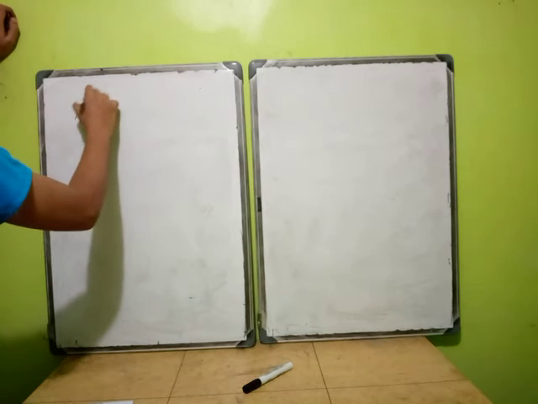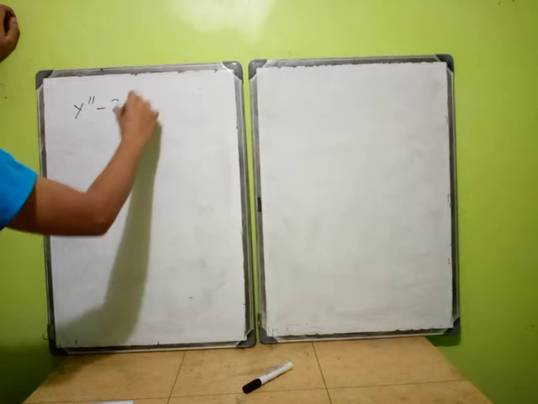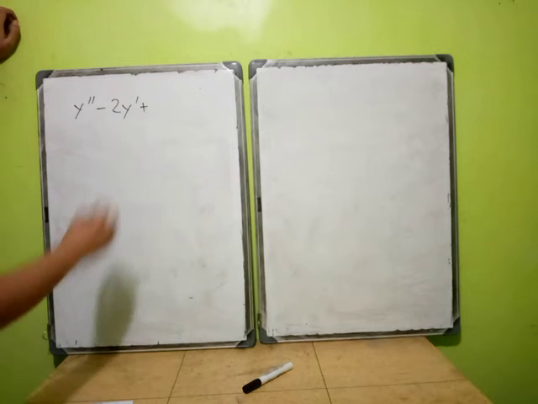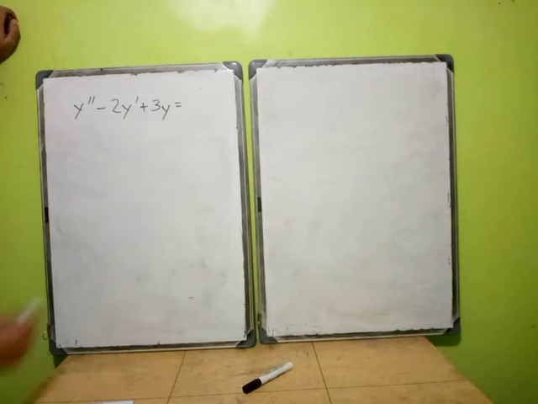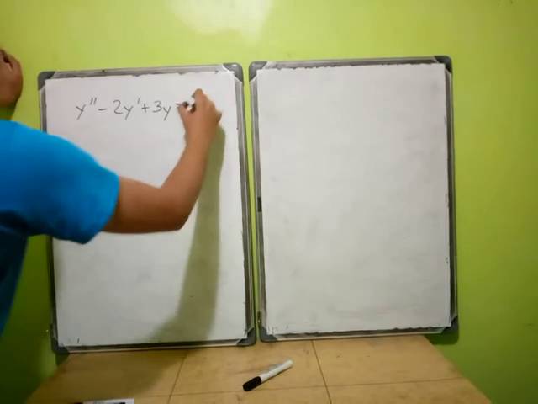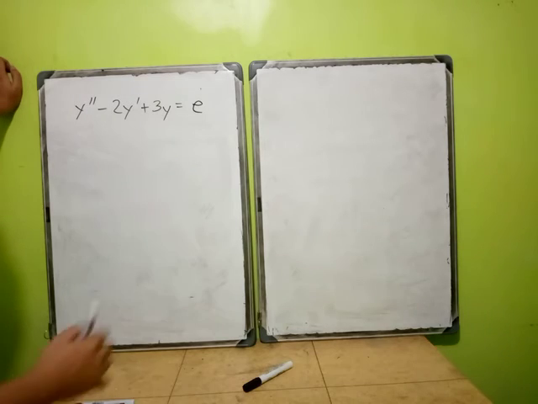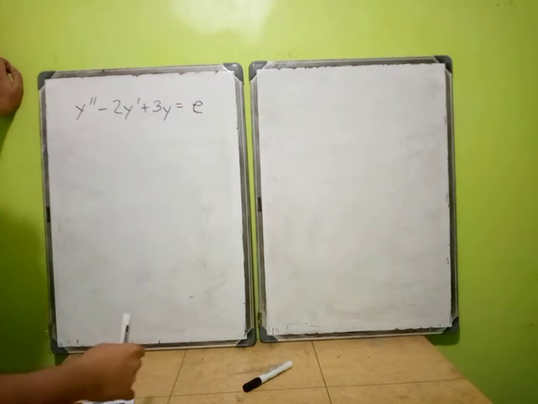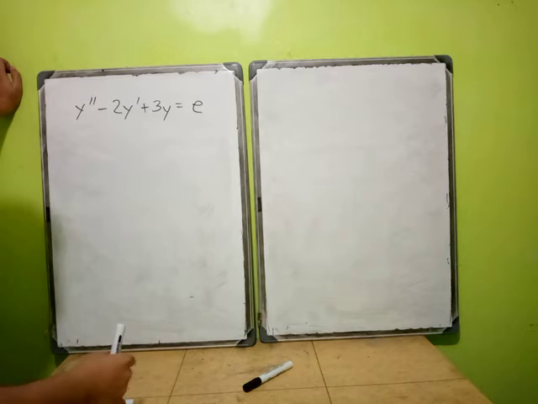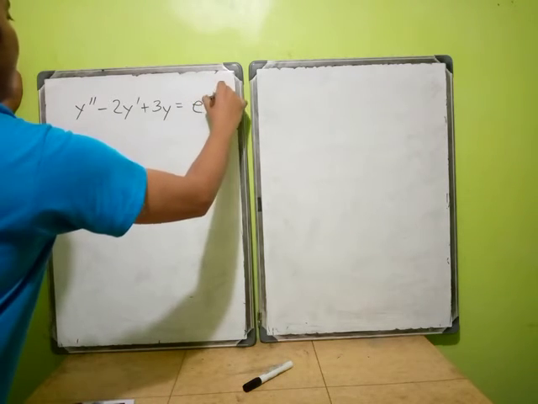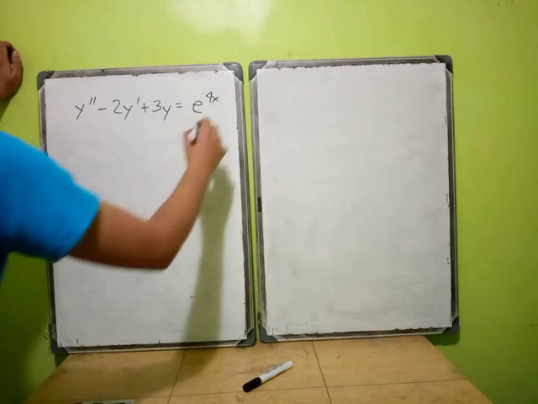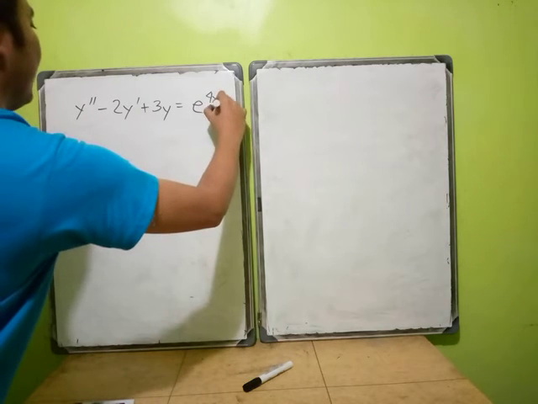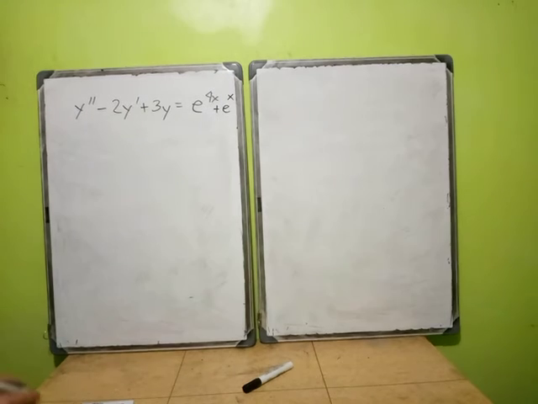So what if it's like this? And then let us add one more. Let us say it should be e to the x also.